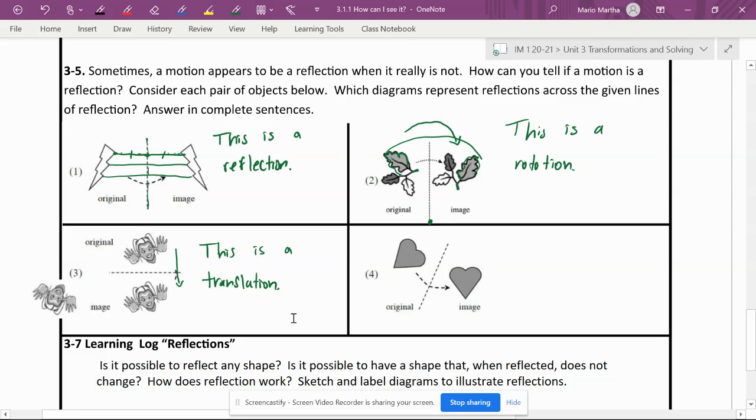And then part 4, so the hearts, what do you guys think? Is that a reflection, a rotation, or a translation? What do you think? So in this case, I would say this is also a reflection. Again, same thing, right? You can see that the shape of the heart is pretty much like all the points are the same distance away to the line of reflection. So that makes sense, right?